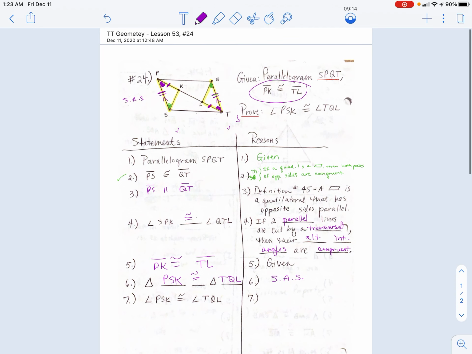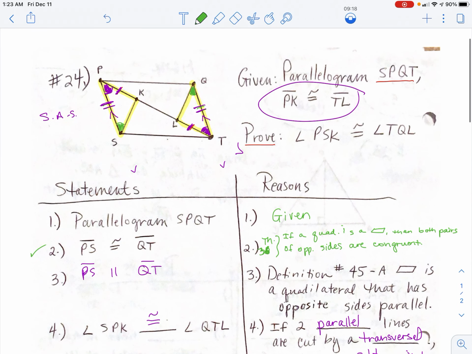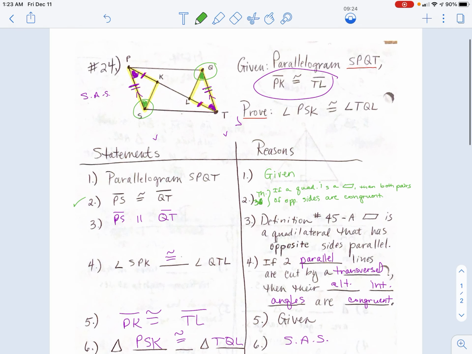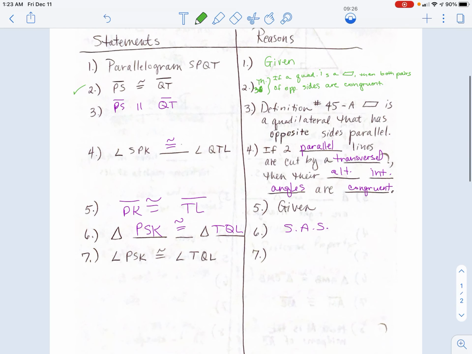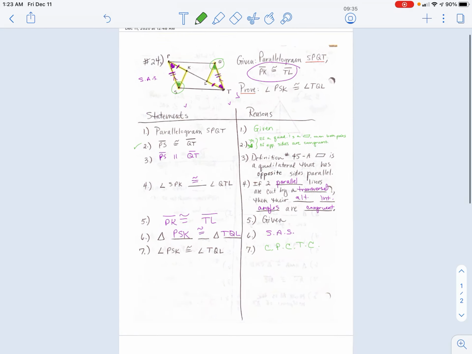We proved a side, an angle, and a side in each one of those triangles congruent. Therefore, PSK, and I'm going to write this in green because when we started, I said these green angles up here are what we were trying to prove congruent. Since we now have two triangles that are congruent, then that means all corresponding parts are congruent as well. So that's the CPCTC right there, and that's the end of that proof.